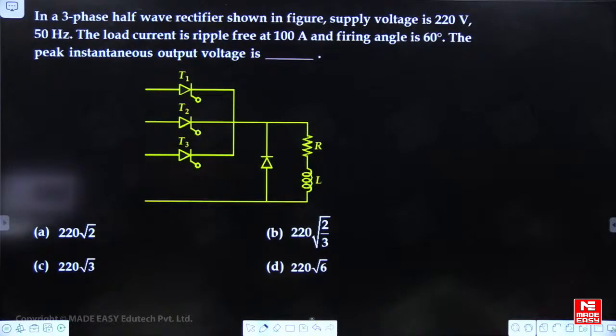Students should understand how to draw the waveform at different values of alpha, without which you cannot answer such type of questions. Yes, try this.